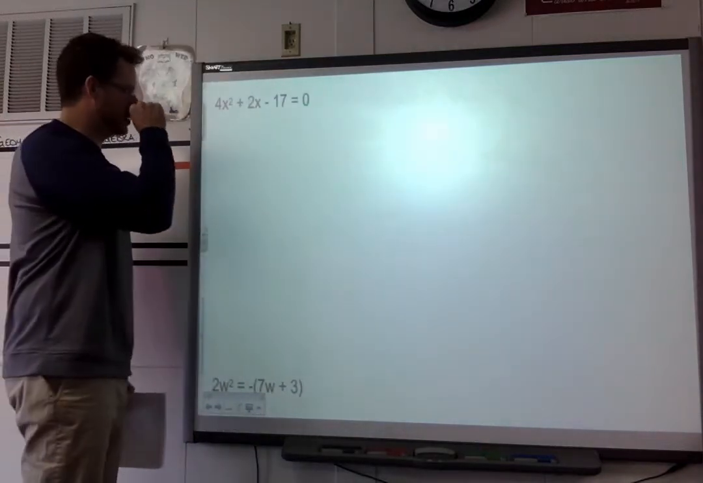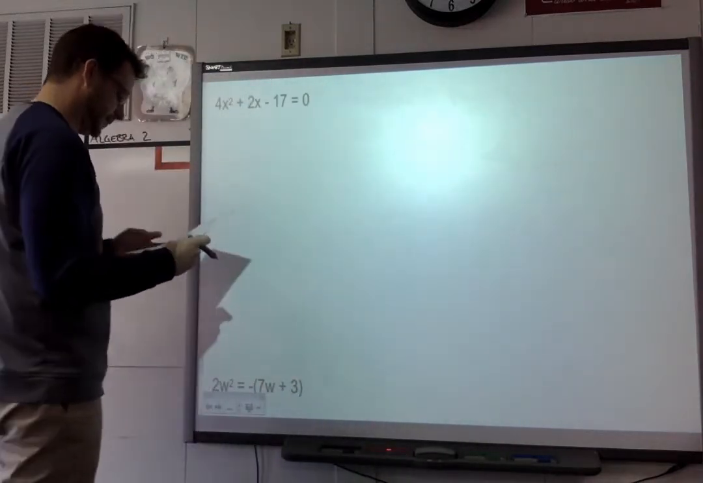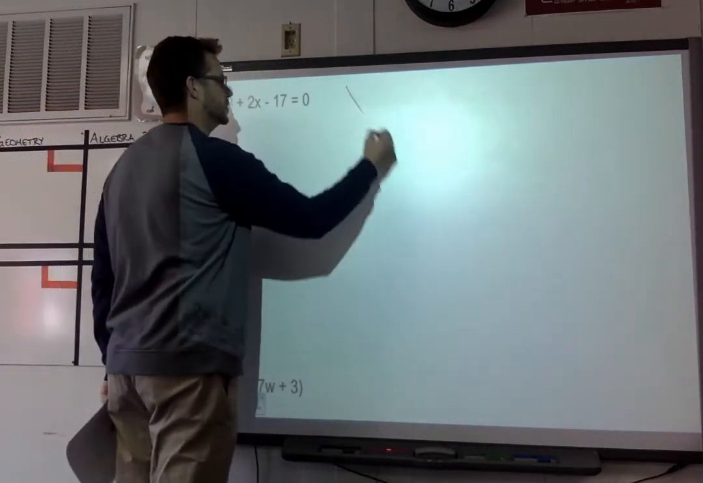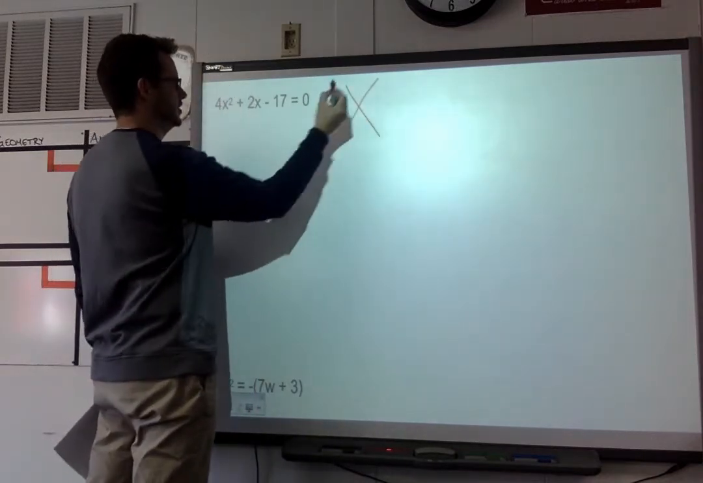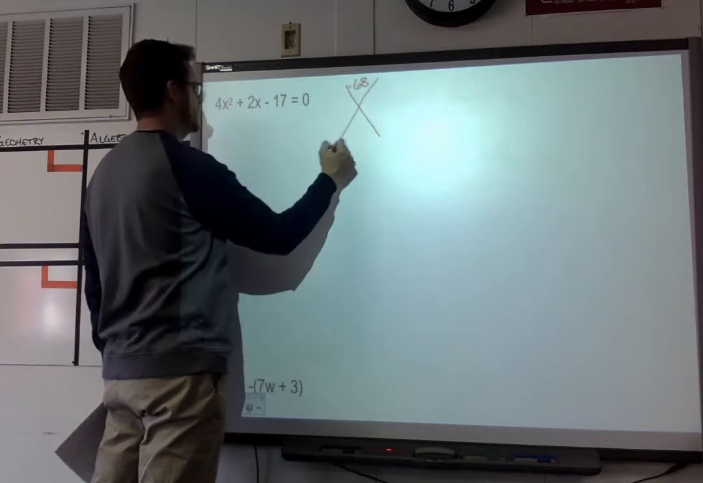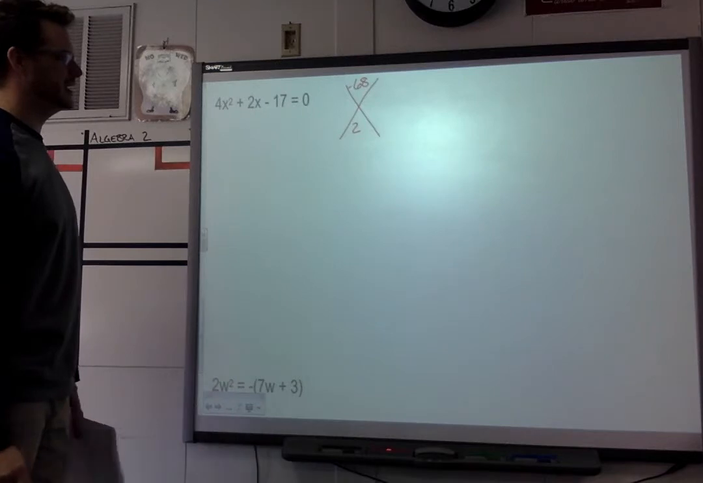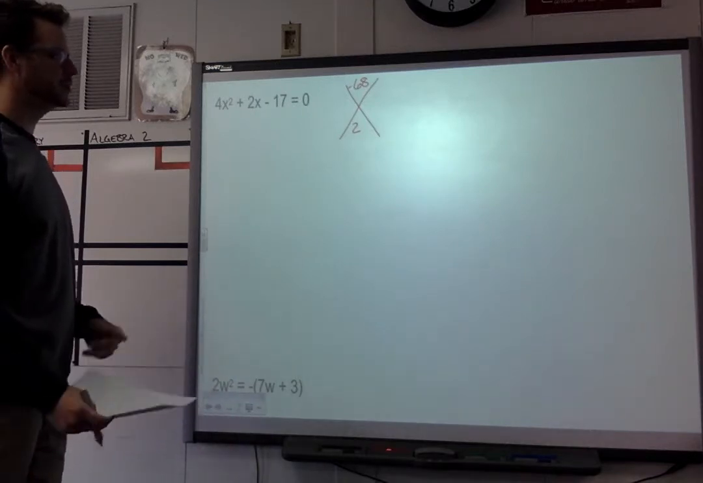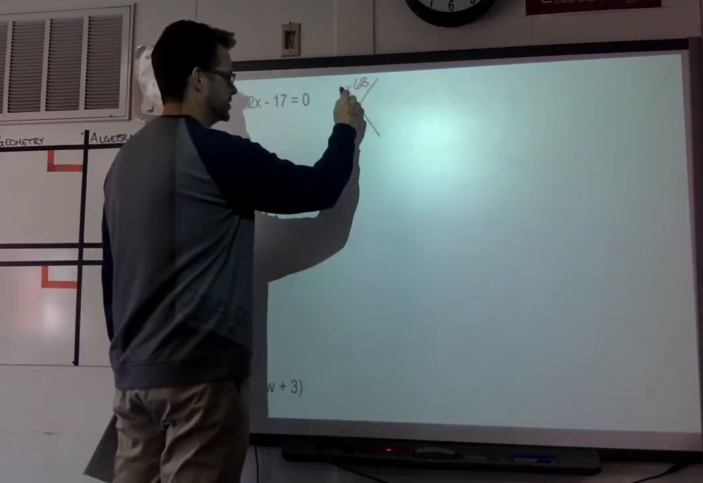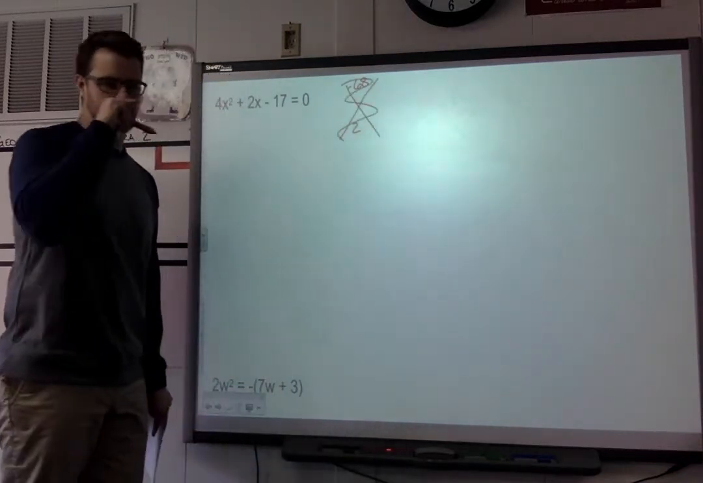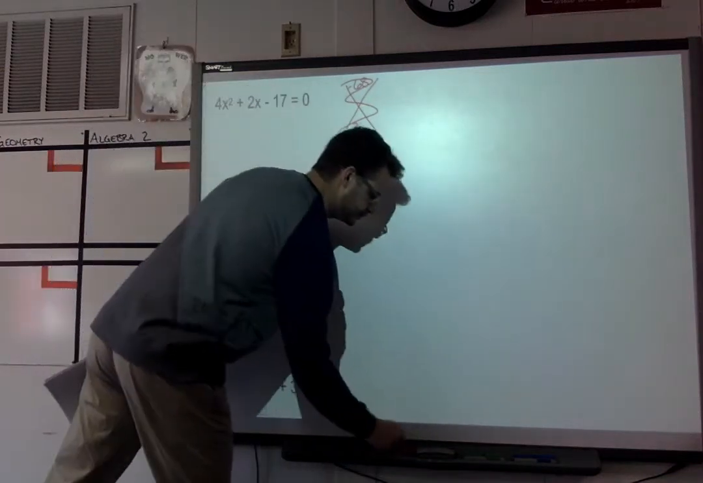So 4x squared plus 2x minus 17. If we look at this one, if we try and do it by factoring first, a times c would give us negative 68, b would be 2. Two numbers that multiply to negative 68 and add to 2. We could sit here and guess and check and see if we can figure it out, but I'm going to tell you right now, there are not two numbers that satisfy that. So we're going to go ahead and use quadratic formula.